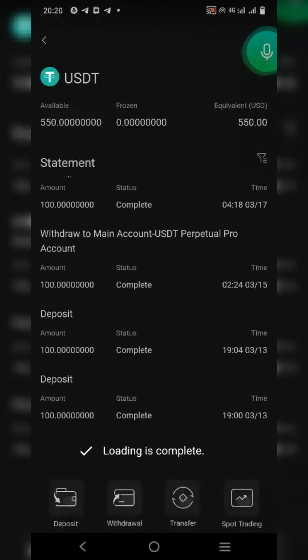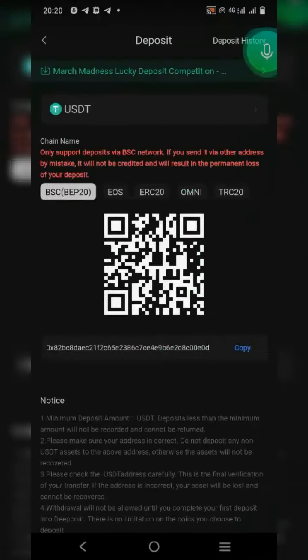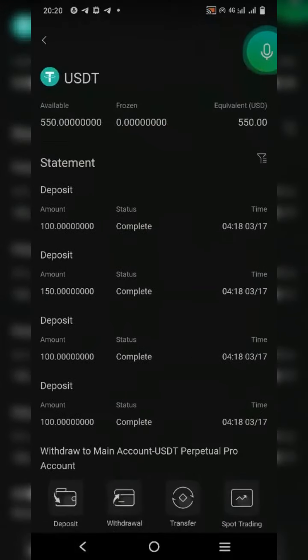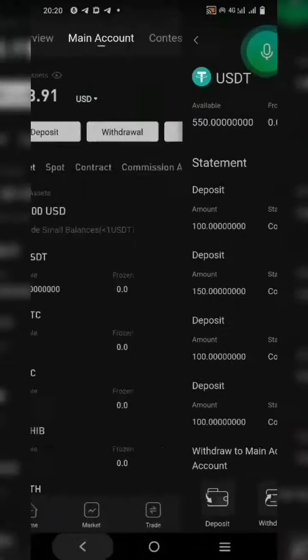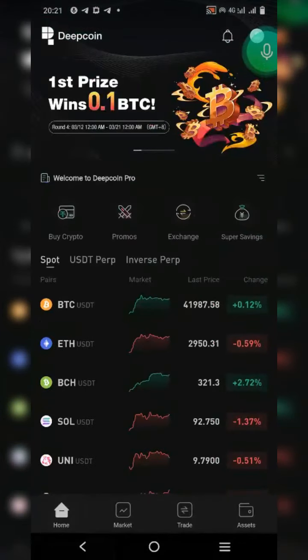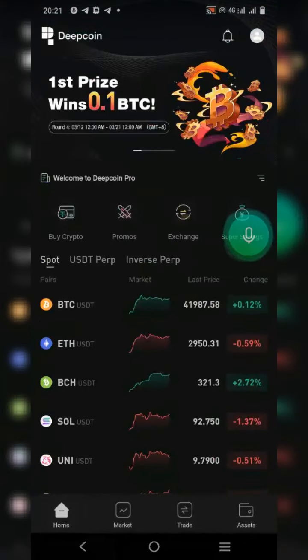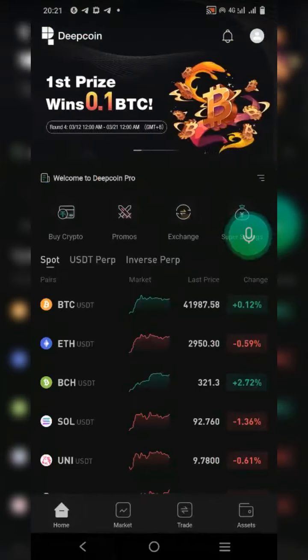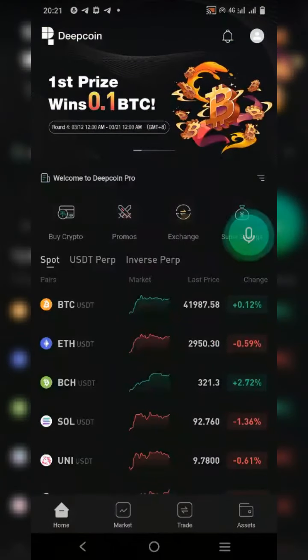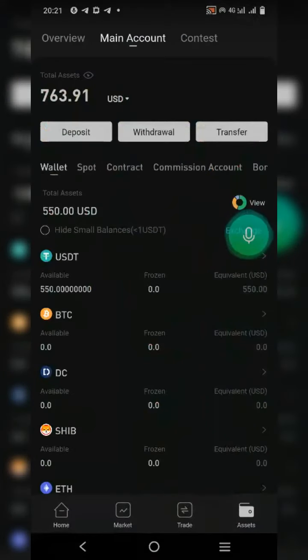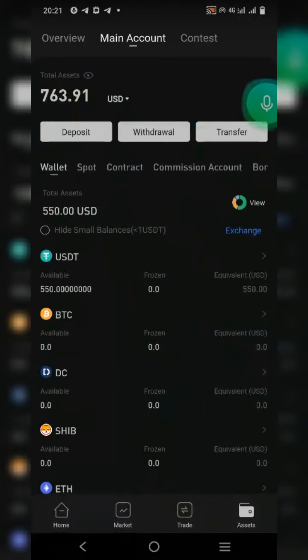So I got my address. I think I used BEP20 to deposit. I have some USDT on my wallet. I transferred. You can see, I think there's currently a transfer or deposit contest on DeepCoin where you are eligible to win 0.1 BTC. I just click on this thing. If you tap on it, you would be able to read more details about the 0.1 BTC prize if you participate in depositing. So I still have more USDT that I can bring to deposit.